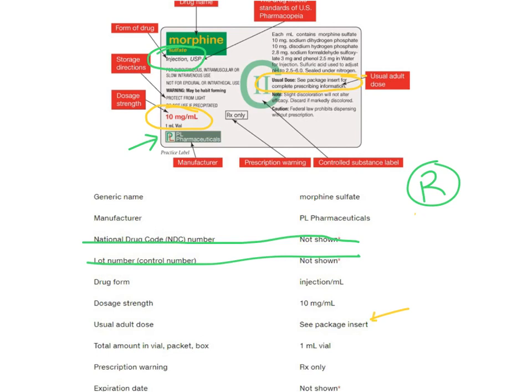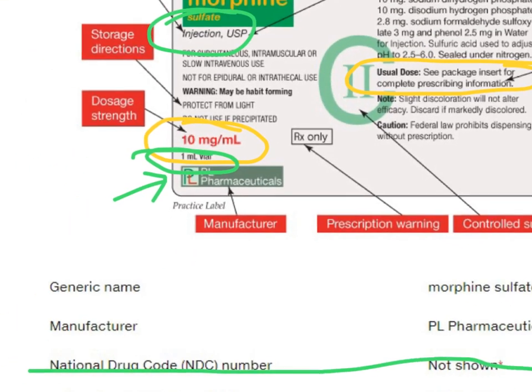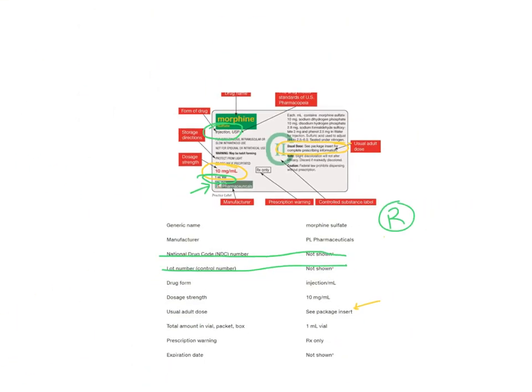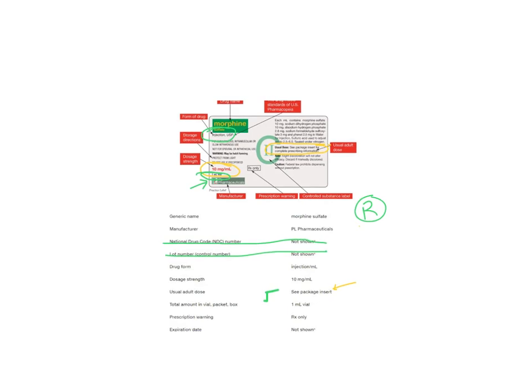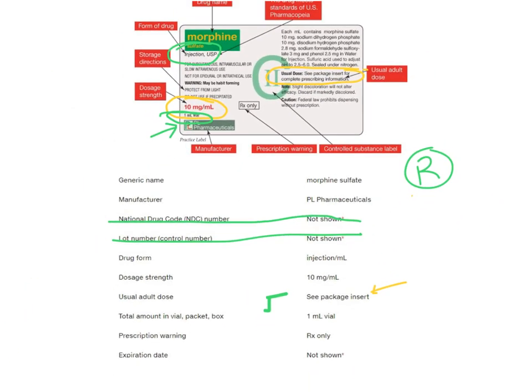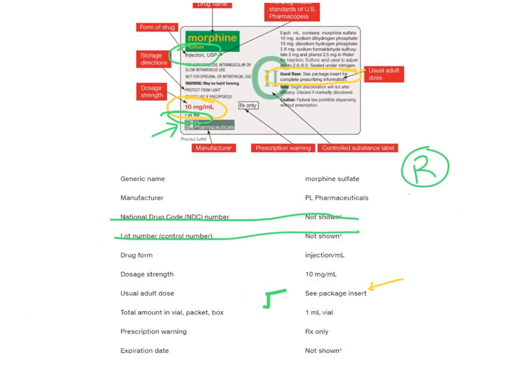The total amount in the vial or packet or box is again listed right underneath that dosage strength. You can see it is a 1 milliliter vial. If that's hard for you guys to see there, I circled it in green. It's a 1 milliliter vial, so that's the total amount in this medication here. Sorry, it's not working with me today. And then the prescription warning. It does tell us in the middle of that label we see RX only, and then the expiration date, again, I would not ask for that. It is not shown, so don't need to worry about that one.